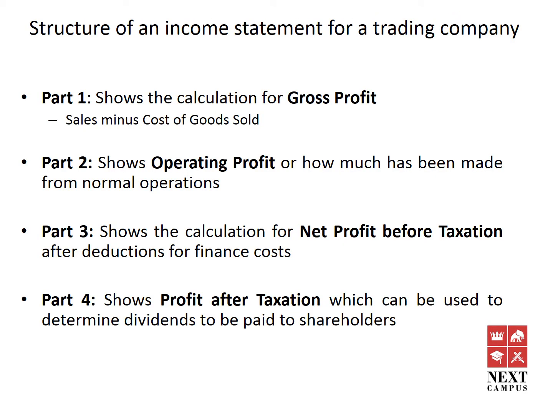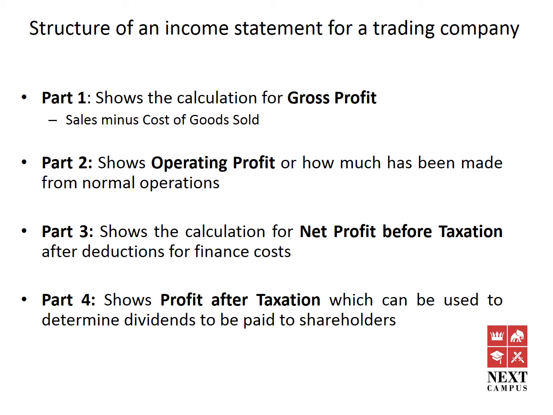Now we will look at the income statement of a trading company. Now a trading company means a company which buys and sells goods without any process. So in that kind of a company, the revenue is the top line. Then you will have the cost of the goods sold. So sales, the revenue minus cost of the goods sold will be the gross profit.